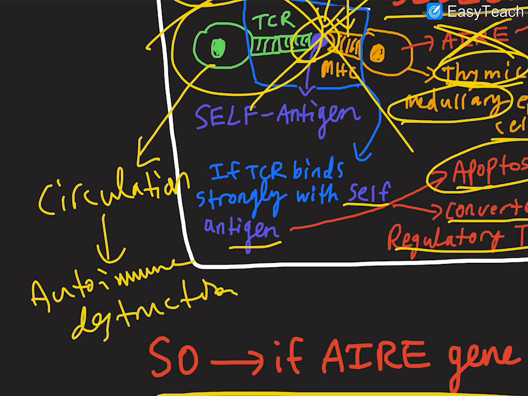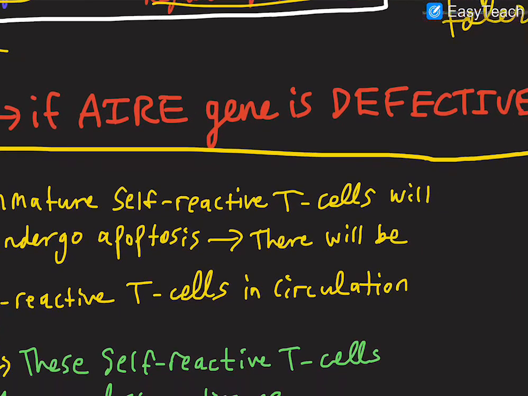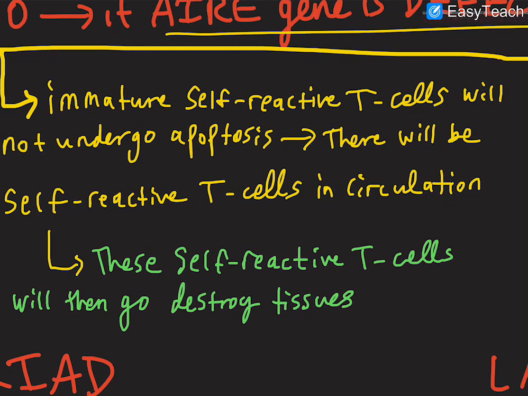So let's see what that leads to, because there's actually a triad we should be familiar with. Again, we've already mentioned this. If the AIRE gene is defective, immature self-reactive T cells can't undergo apoptosis. Because in order to undergo apoptosis, your immature T cells in the medulla of the thymus gland need to bind self-antigen. And in order to even present self-antigen, you need the AIRE transcription factor, so your medullary thymic epithelial cells can present the self-antigen. If you can't do that, your T cells cannot bind self-antigen and cannot get trained, so they cannot undergo apoptosis, because there's no self-antigen to bind.